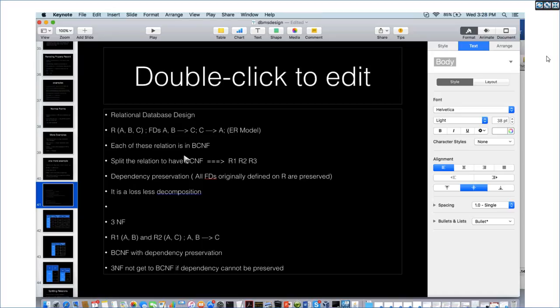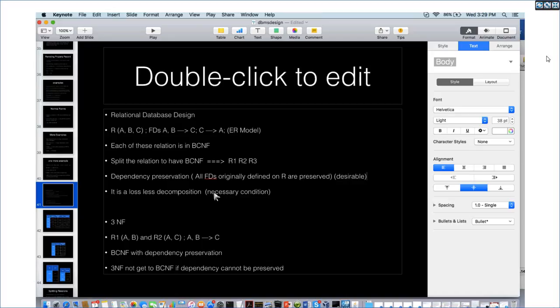But while splitting the relation to achieve BCNF, we have to ensure dependency preservation, meaning all the functional dependencies originally defined have been preserved on the relations. You also have to ensure there's a lossless decomposition. Lossless decomposition is a necessary condition, and dependency preservation is desirable. We will see why this is desirable. We don't want to sacrifice on this.